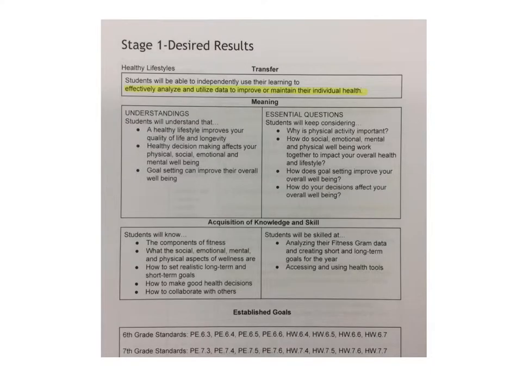The first thing you want to do when you're creating that analytical rubric is really look at your stage 1. Starting with your transfer goal and reading through, just remind yourselves of the things that you have determined are most important. The transfer goal for your Healthy Lifestyles unit is that students will be able to independently use their learning to effectively analyze and utilize data to improve or maintain their individual health. So keeping this in mind, and also the meaning and acquisition of knowledge and skill areas, we're going to take a look at your performance task.